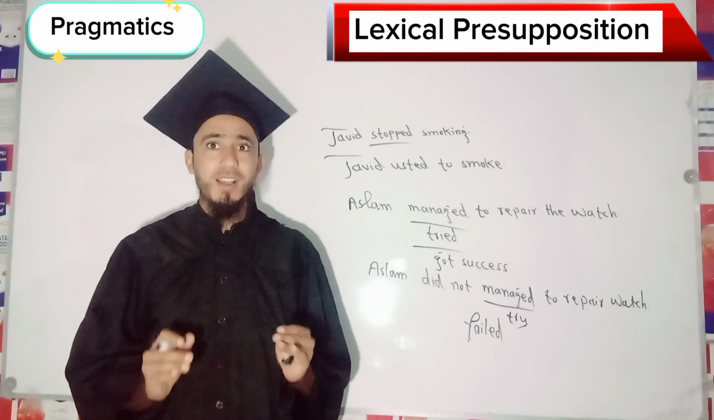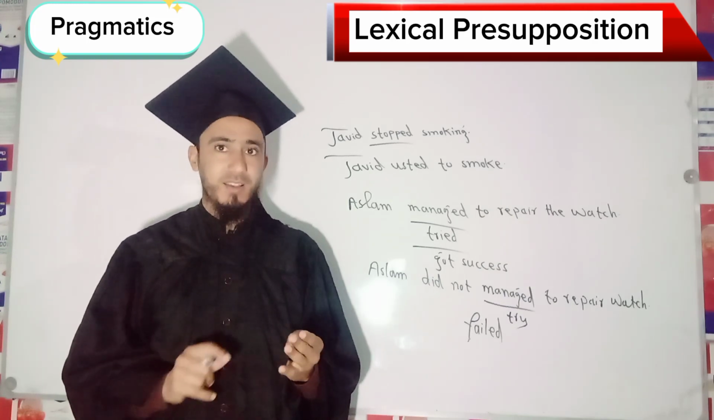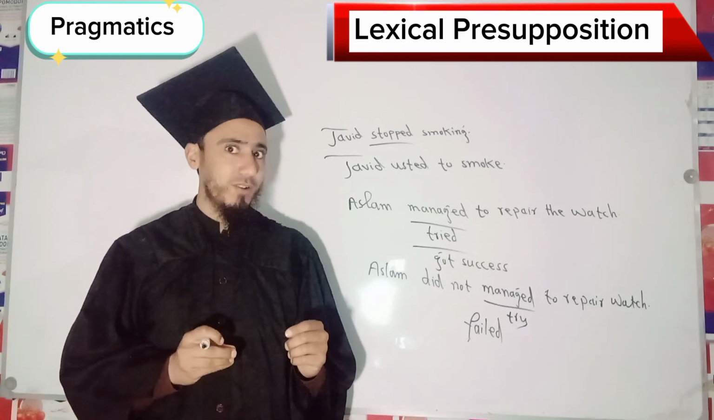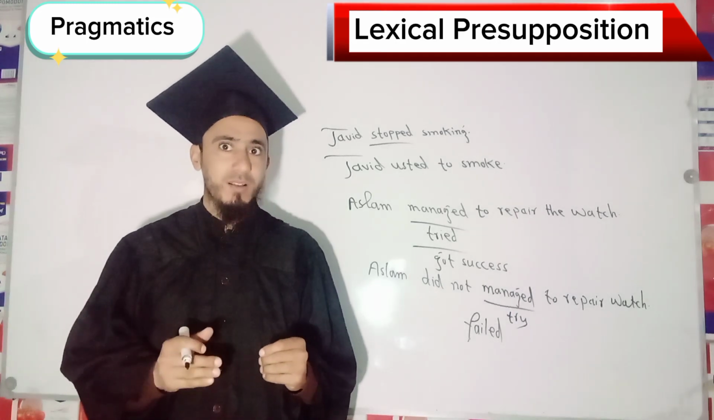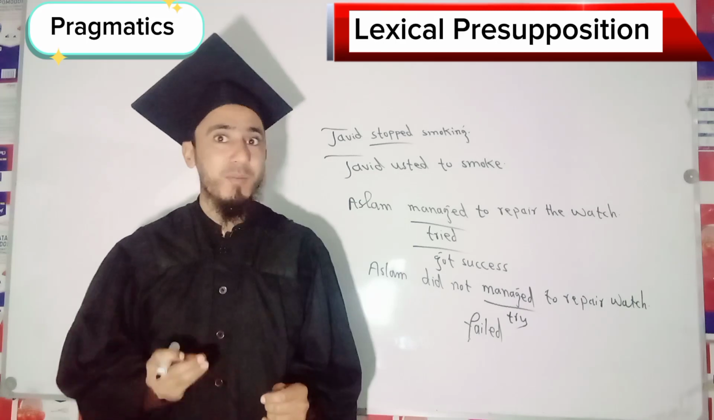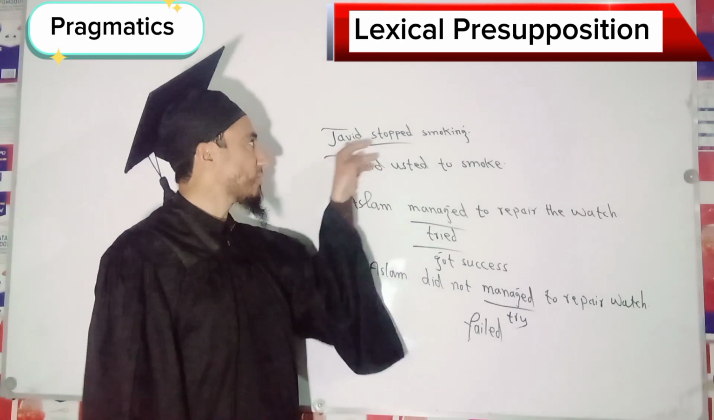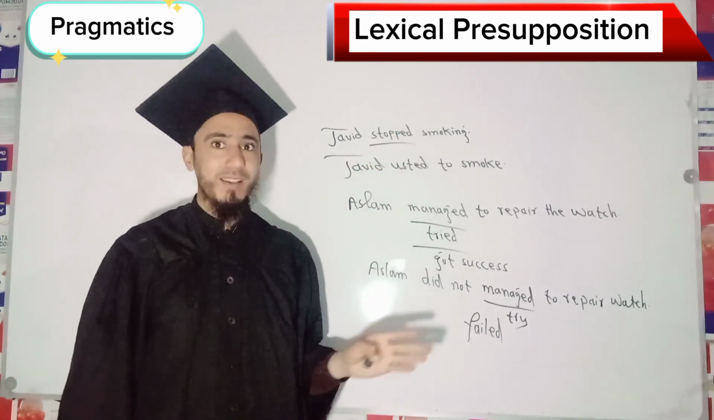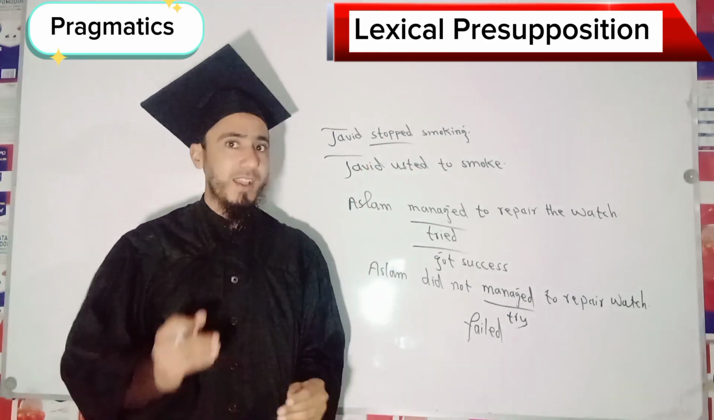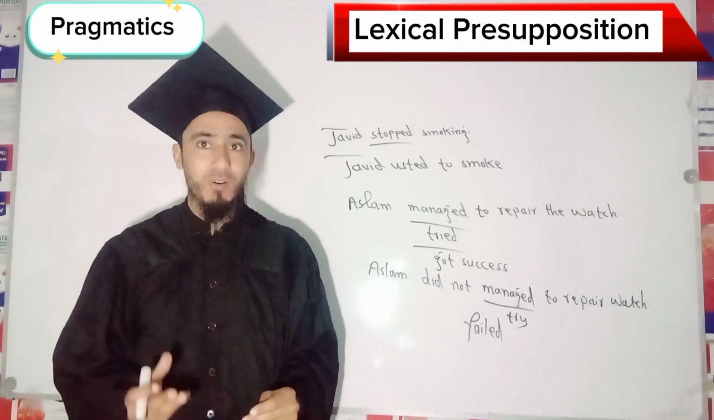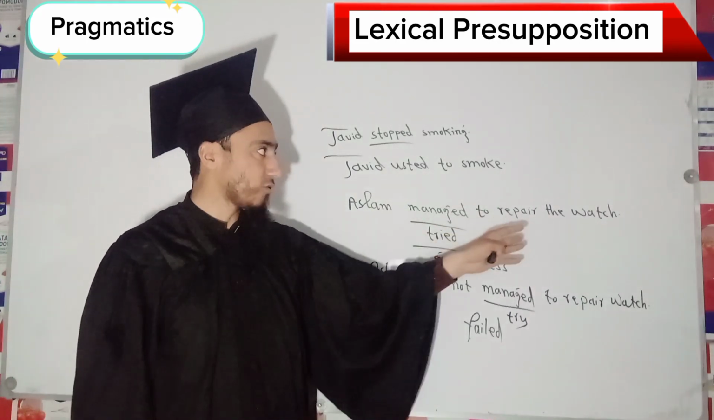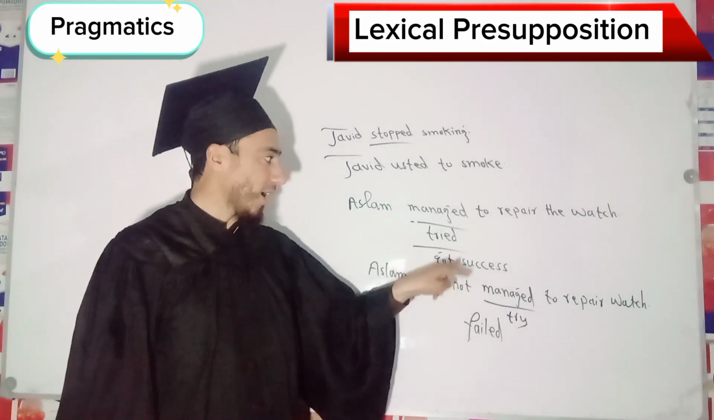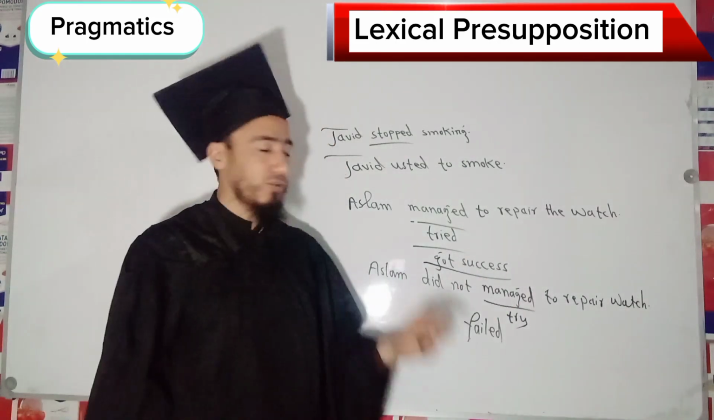In other words, lexical presupposition is an assumption that in using a word, the speaker can act that another meaning will be understood. Like here you see, Javed stopped smoking. Another meaning that can be understood from it is that Javed previously used to smoke. And in this example, Aslam managed to repair the watch, another meaning that can be understood is that he tried to repair the watch. This is another meaning, while its own meaning is that he got success to repair the watch.